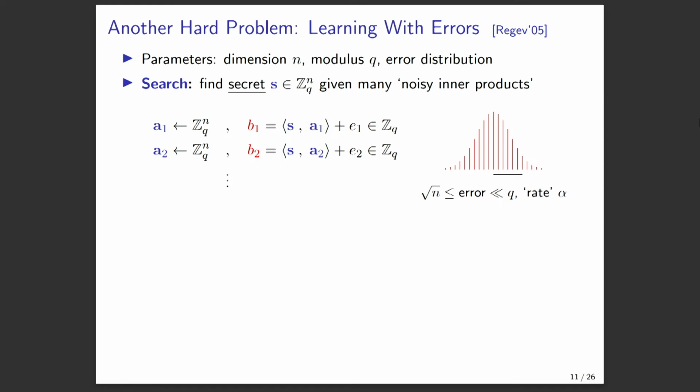Okay? So just to check your intuition here, suppose we didn't have the errors. Then what could you do? Can you solve this problem?